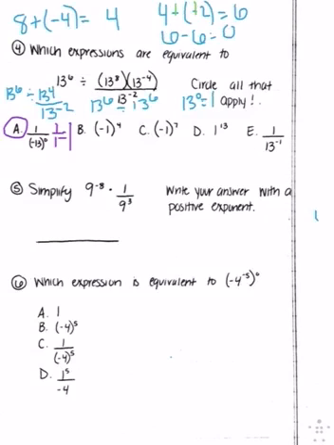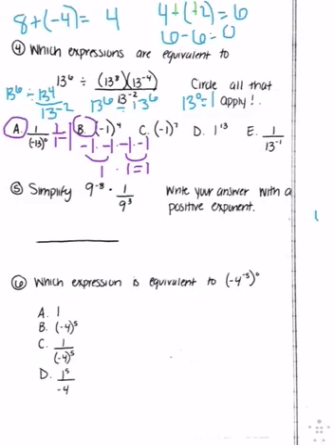For letter B, we have negative 1 to the 4th, so that would be negative 1 times negative 1 times negative 1 times negative 1. 2 negatives make a positive 1, and here 2 negatives make a positive 1. 1 times 1 is 1. B is the correct answer.